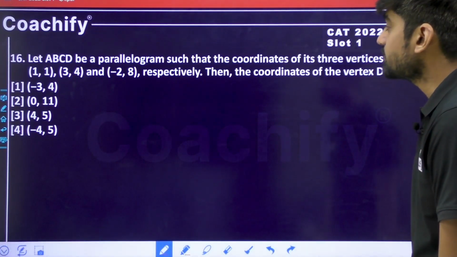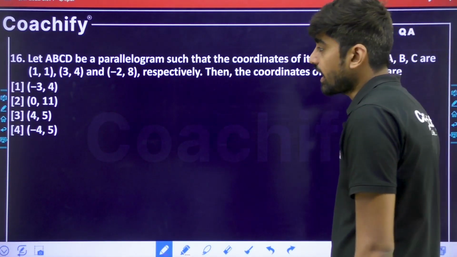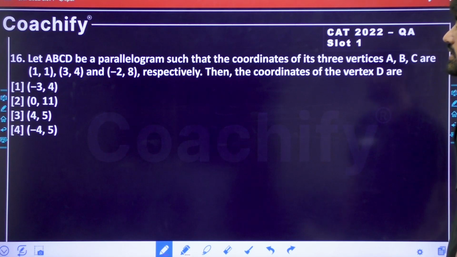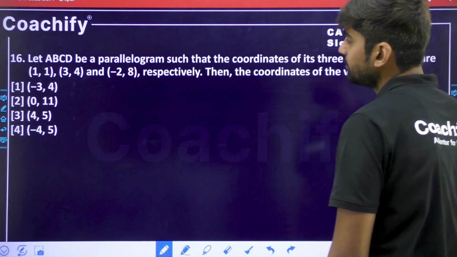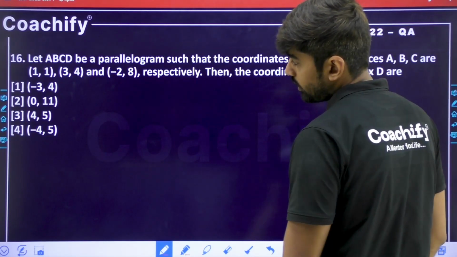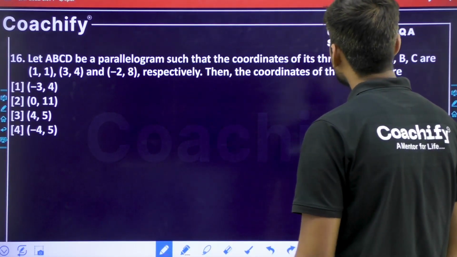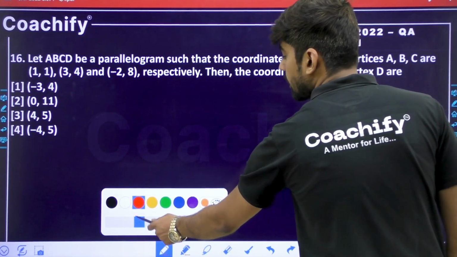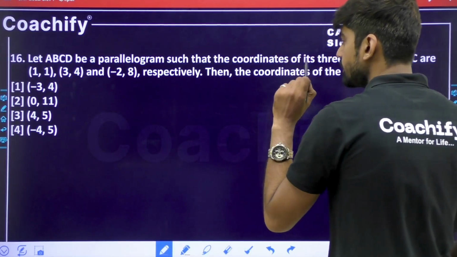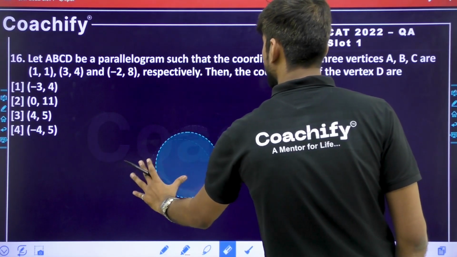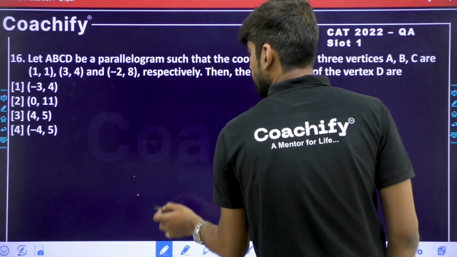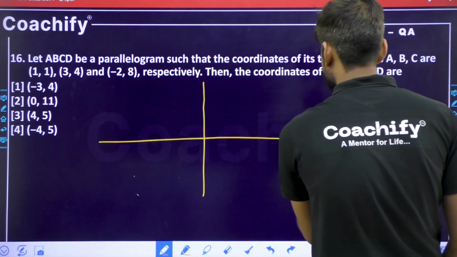This is based upon coordinate geometry, and the question says that ABCD is a parallelogram such that the coordinates of its three vertices A, B, C are given respectively. Then the coordinates of the vertex D are. Fair enough. So let's draw a random figure here, as close as possible.